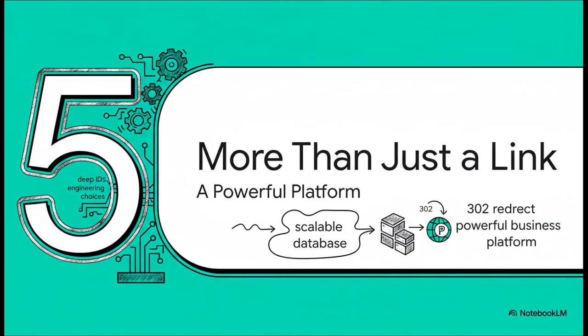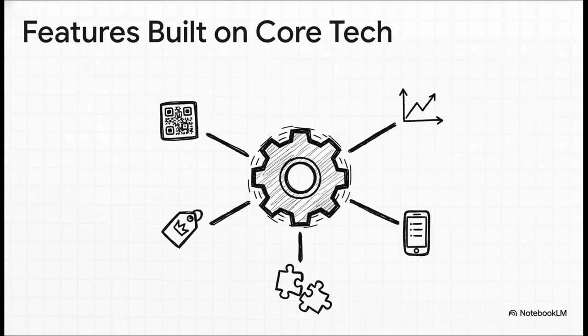And you can see how all these pieces are starting to click together, right? The unique codes, the hyperfast database, that crucial 302 redirect, they all build up to something much, much bigger than just a link shortener. Suddenly, you're not just shortening links, you're building a whole platform. That core engine powers everything. Branded links on custom domains, QR codes, deep analytics, campaign tracking, even integrations with giants like HubSpot and Salesforce.